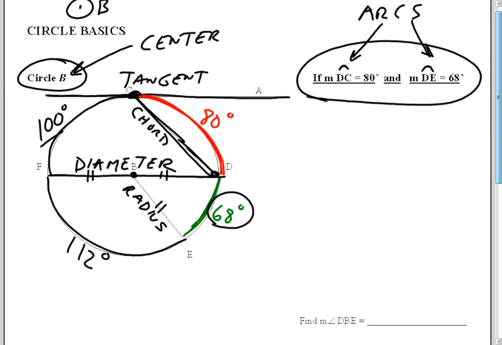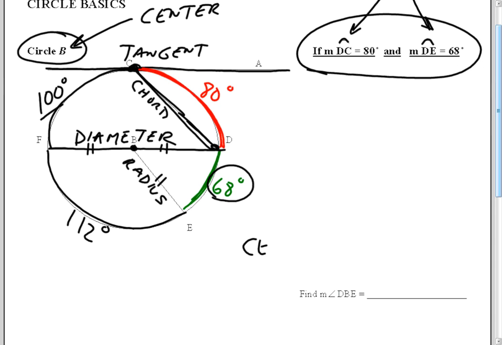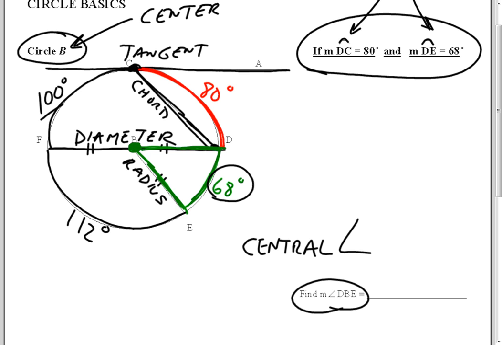Last time, did we discuss central angles? Did I discuss the big three? Yes, they're on the sideboard. They're written in green right here. We said that the central angle is always equal to its arc. We said the inscribed is half of its arc. We said that the tangent chord angle is half of its arc. Well, DBE is from here to here to here. Its vertex is the center, so that makes it a central angle. That makes this 68 degrees. That's our rule.